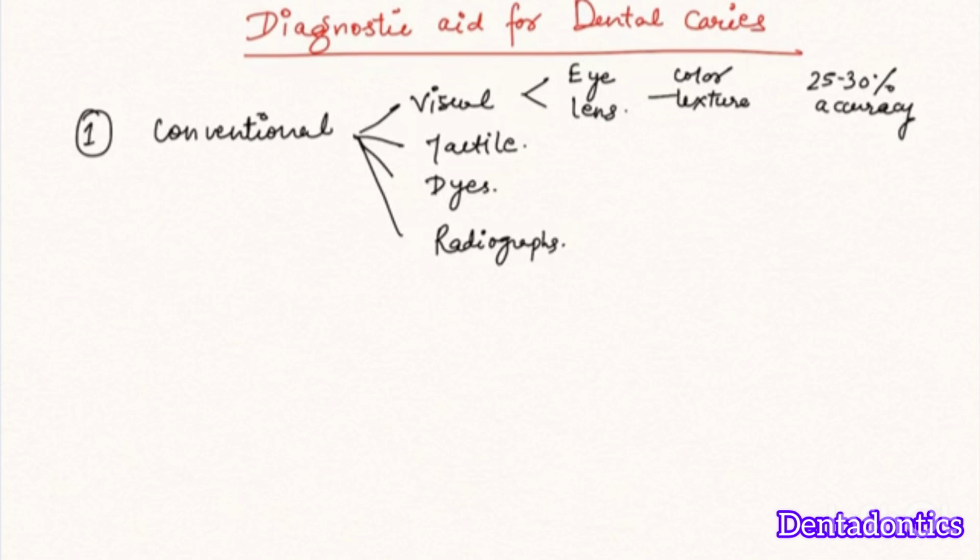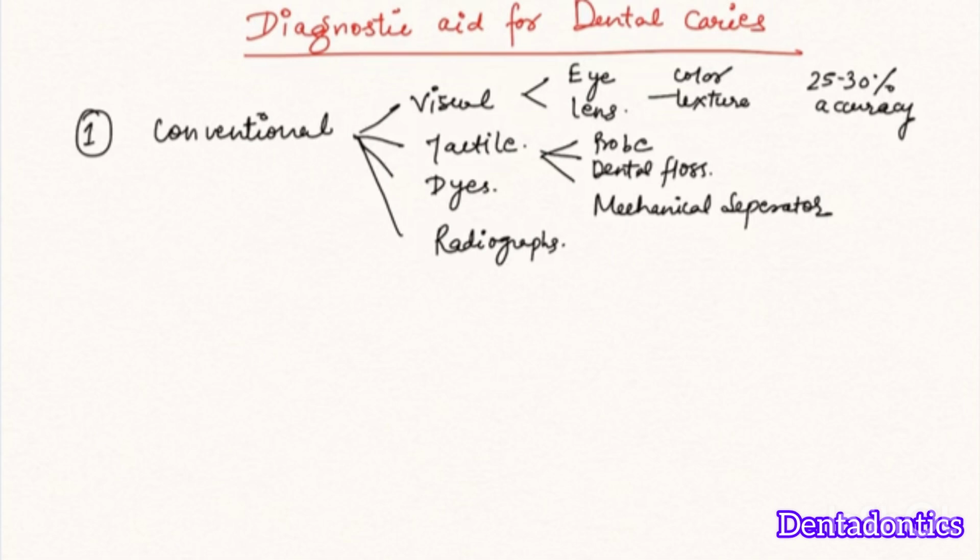Tactile examination can be done with a probe, dental floss or mechanical separator. For the probe, we should not use a sharp probe because it may lead to irreversible damage of the tooth. So the probe should be blunt and pointed. For dental floss, we use unwaxed dental floss, which shows resistance in the proximal areas, determining caries. For the mechanical separator, we have an orthodontic band which separates the teeth and then we can detect the dental caries.